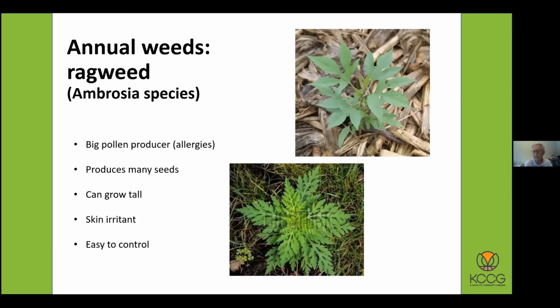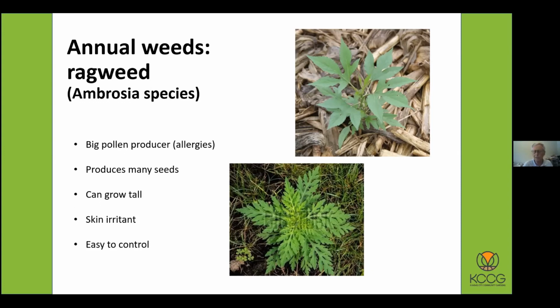Another annual weed you'll likely encounter is the ragweed. There's a couple different kinds. The genus name is Ambrosia. The one on the top here is called the giant ragweed. It's got this kind of maple leaf shaped leaf, and it gets really tall, like 6 to 8 feet tall, sometimes even 10 feet tall. The other one down here looks kind of like a ferny plant, almost like a marigold leaf or something. That's just the common ragweed, sometimes called the lesser ragweed. Does not get as tall, maybe 2 to 3 feet tall.